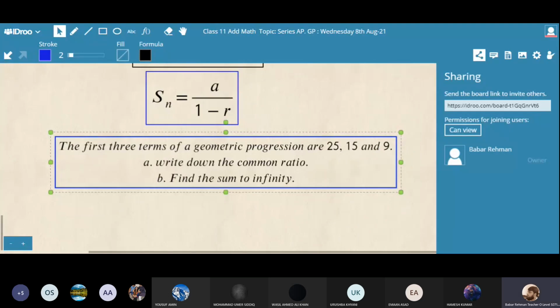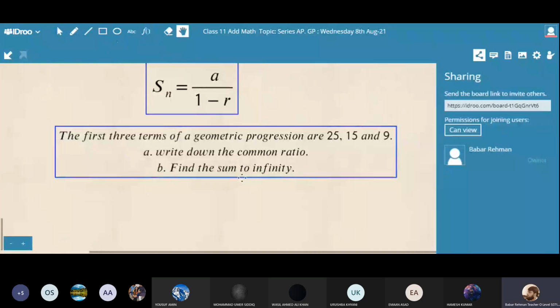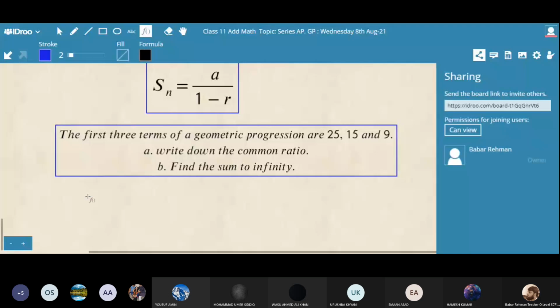Okay, students, can you find the common ratio? Write down the common ratio. Can you find the common ratio of this sequence? What is the formula to find the common ratio?